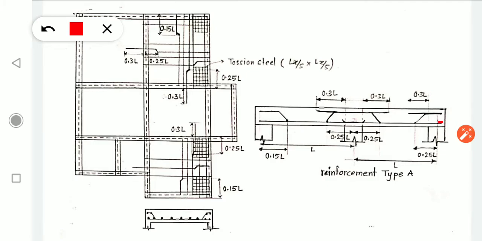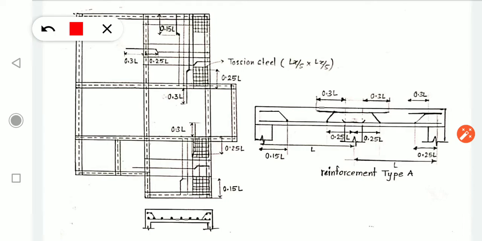This end, you have maintained proper cover to the reinforcement. You started it, you bent above, and then you took it up to the exterior face of your support. How much distance did you extend further? 0.3L. And what about the bottom reinforcement? That will be extended up to the exterior face of your support. Understood?